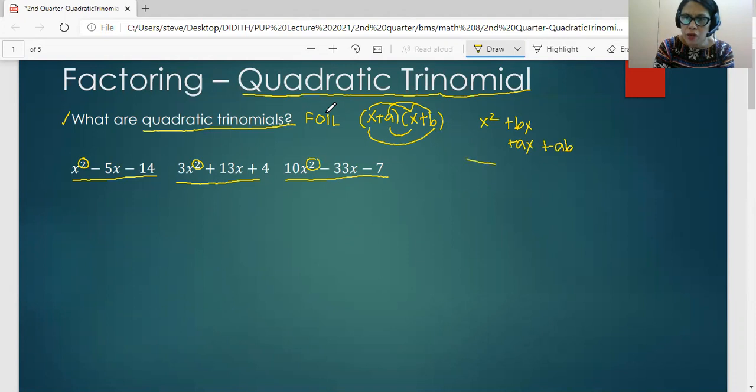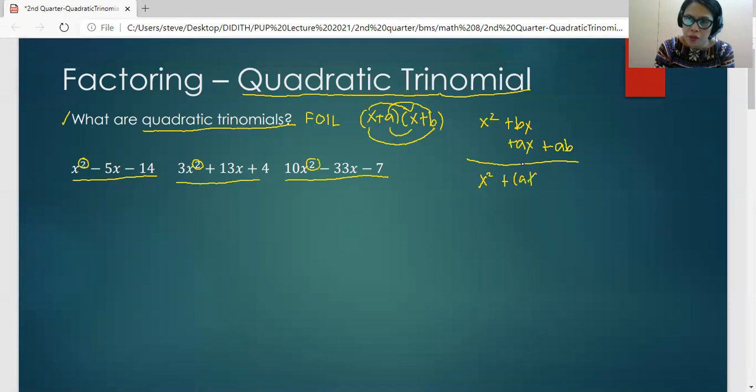And then combining like terms, we know that we can combine the middle terms here, bx and ax, since they are similar terms, and we assign b and a as the coefficients of x, which are all real numbers. So we can combine bx and ax. So we have x squared plus quantity a plus b, x plus ab.